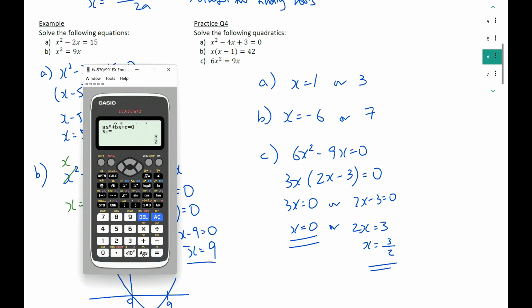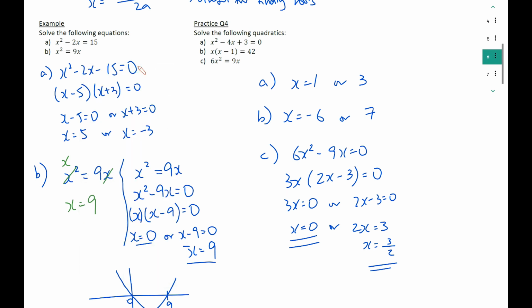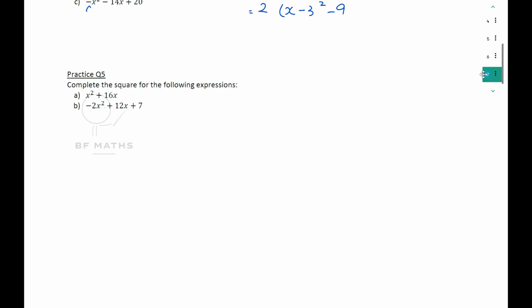So one of the answers is x equals 3 over 2, and the other one is 0. In A-level maths, when you see this question, the next line is you can jump into here straight away. You don't have to show any steps in between. Right.